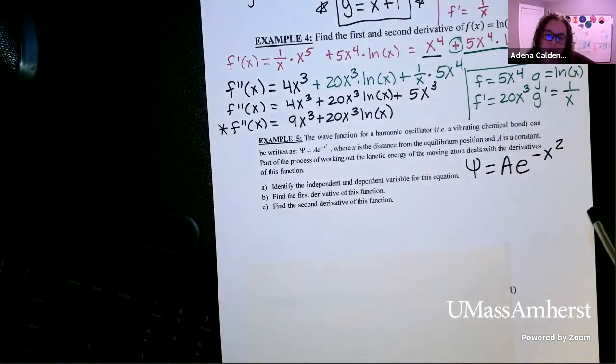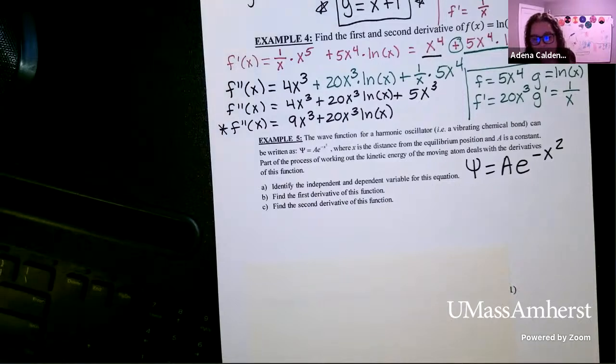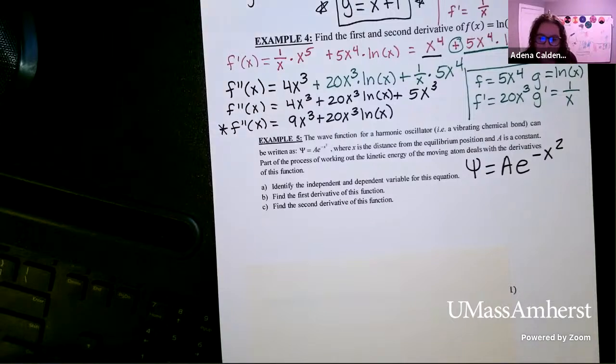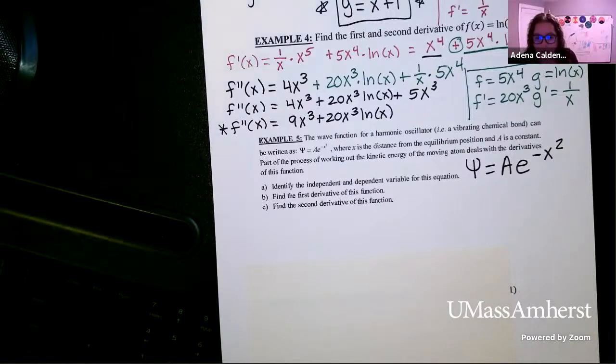So here are the three questions. Part A, identify the independent and dependent variable for this equation. So this goes back to chapter 1, right? When we talked about independent and dependent variables, how do we figure out what they are? So we want to do that here so we know what we're working with.